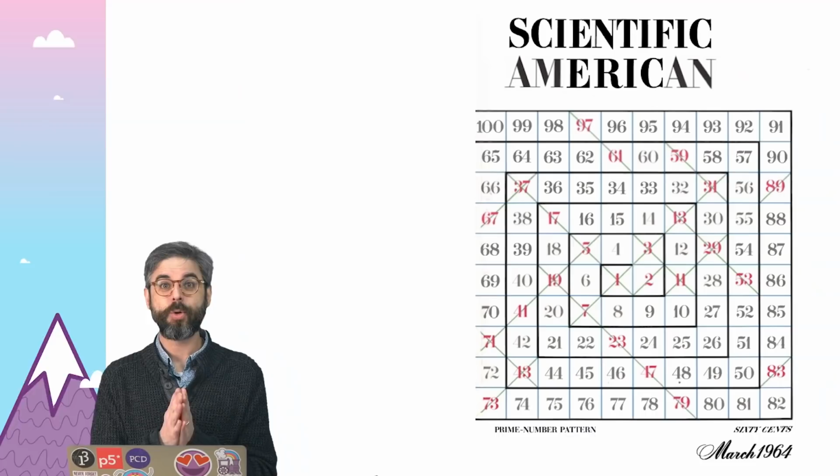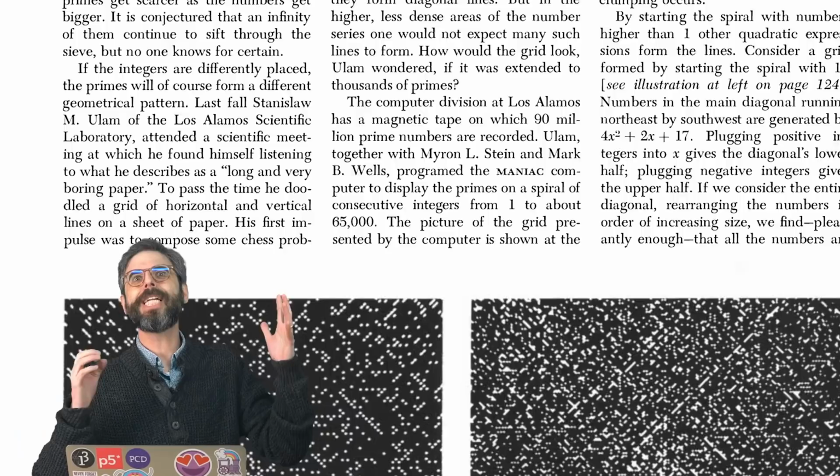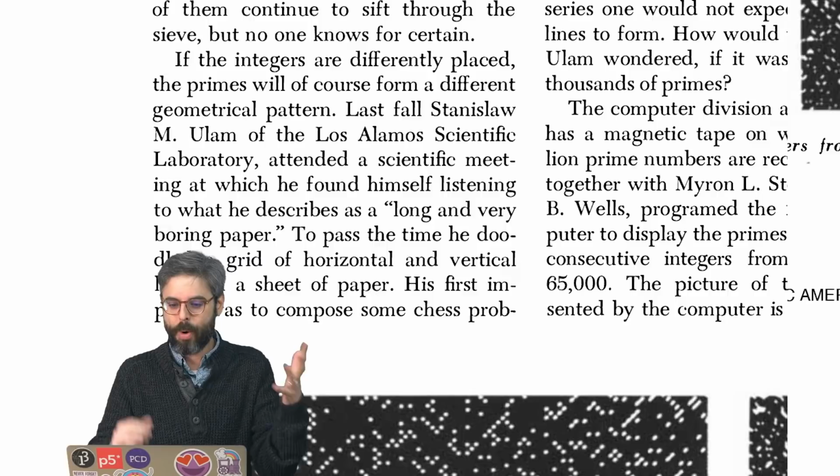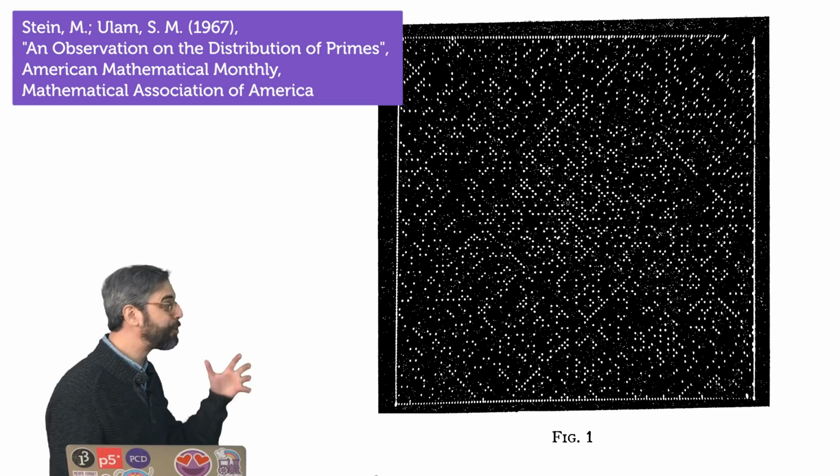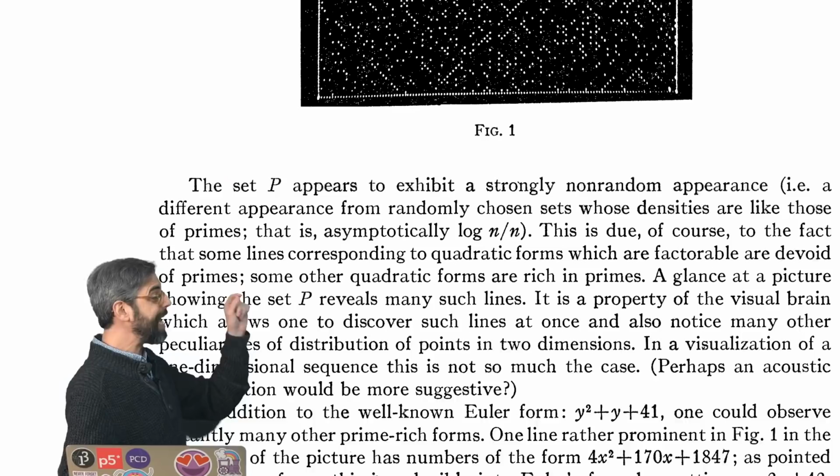It's named for the Polish mathematician Stanislaw Ulam, and I think the story goes that he was sitting in a lecture, bored, and doodling numbers, drawing them in this sort of spiral pattern, and then marking ones that were prime. And lo and behold, this pattern emerged. Now this might not look too exciting to you, but it's truly a mathematical wonder. The set P appears to exhibit a strongly non-random appearance, a different appearance from randomly chosen sets whose densities are like those of primes.